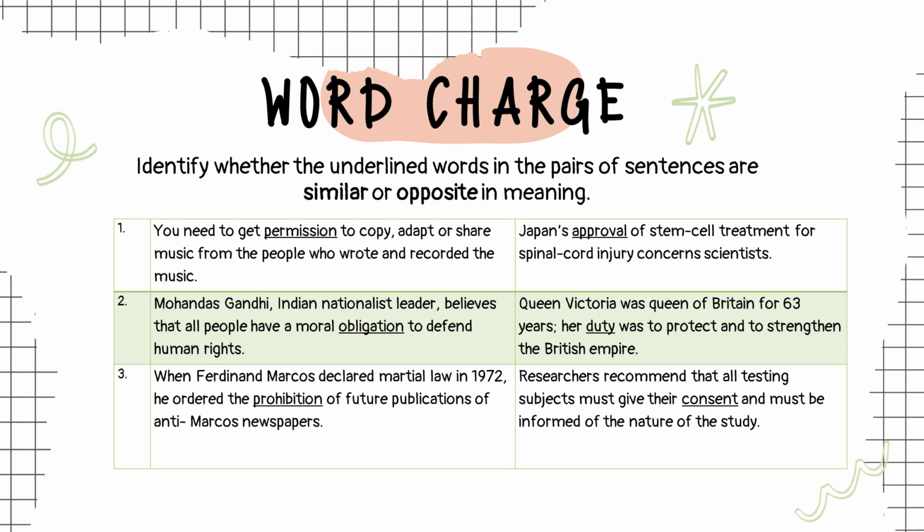Number 3. When Ferdinand Marcos declared martial law in 1972, he ordered the prohibition of future publications of anti-Marcos newspapers. Researchers recommend that all testing subjects must give their consent and must be informed of the nature of the study.